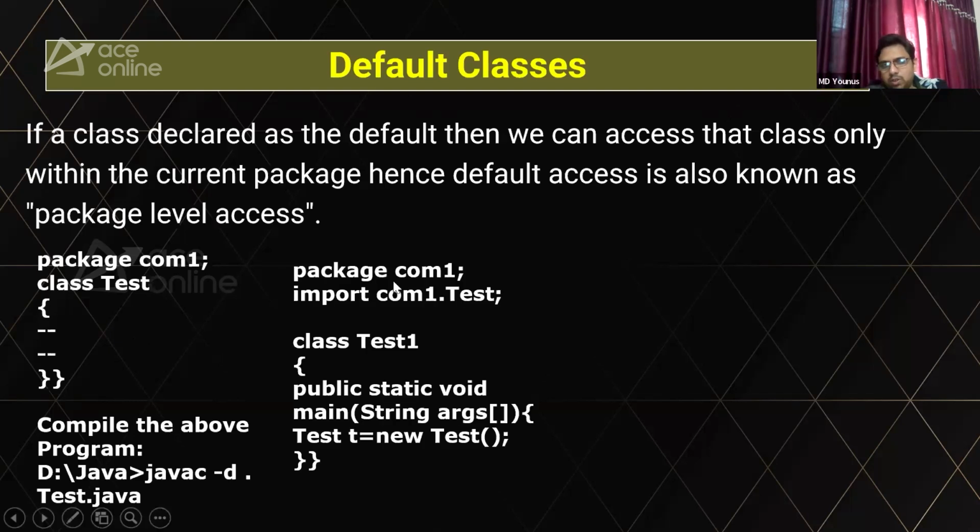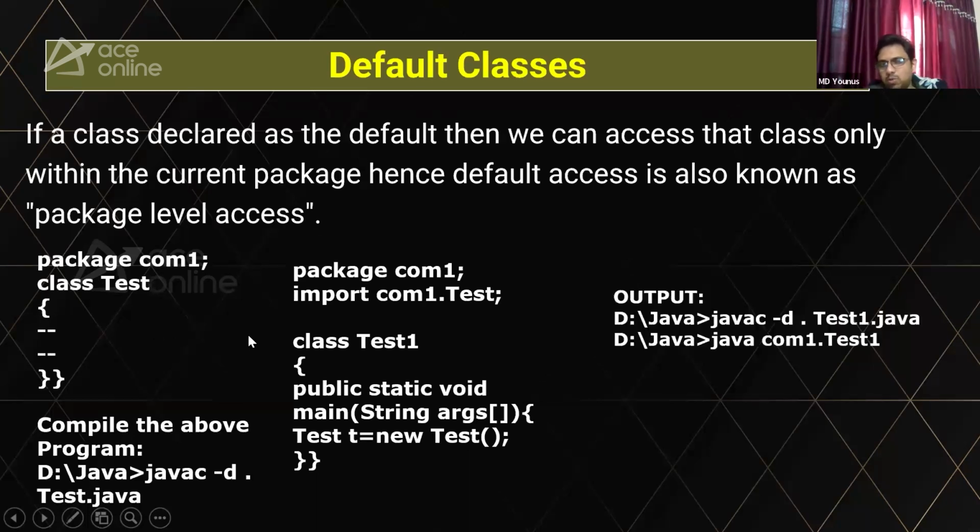No, right? So if it is in the com1 package and I'm importing that class, is it allowed? Will it work now? It will work, because it's in the same package and the class is default. And default can be accessed in the same package. That's why it's called package level access modifier or package private access level. So it will work and you'll get the code compiled because we are in the same package.